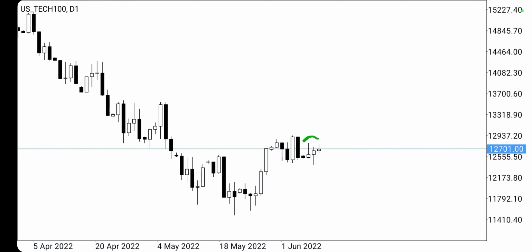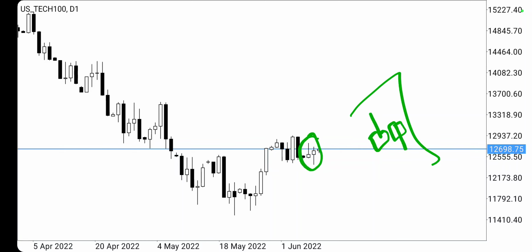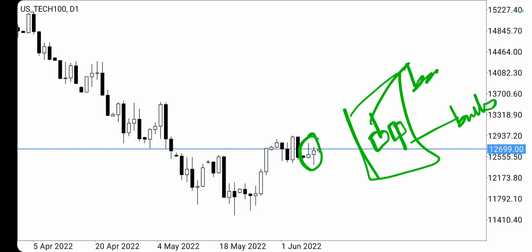Now it's just confusing even worse here, because we are having a pin bar like this and then the next bar it's a pin bar like that. Who is winning now? Because this is saying bullish, this is saying bearish.